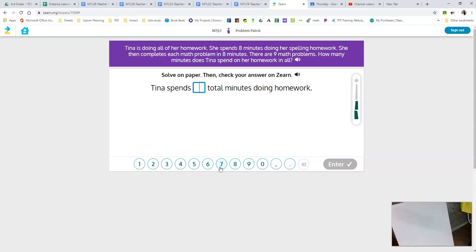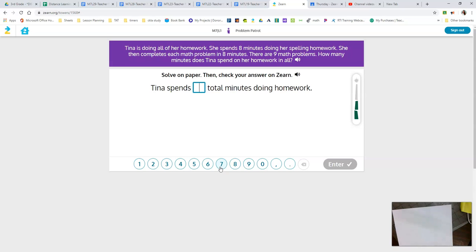Tina is doing all of her homework. She spends 8 minutes doing her spelling homework. She then completes each problem in 8 minutes. There are 9 math problems. How many minutes does Tina spend on her homework in all? Well, this is not too hard. All we have to do is slow down and think about it.